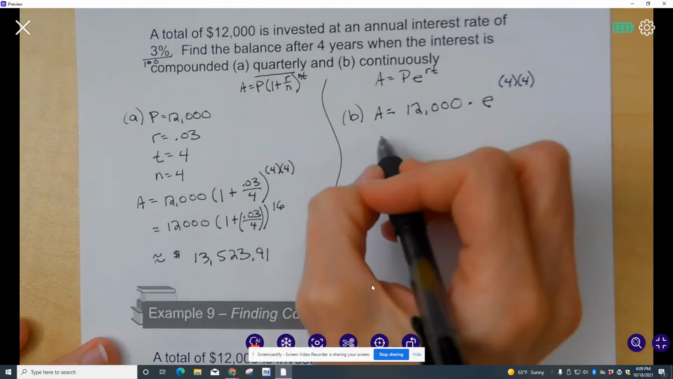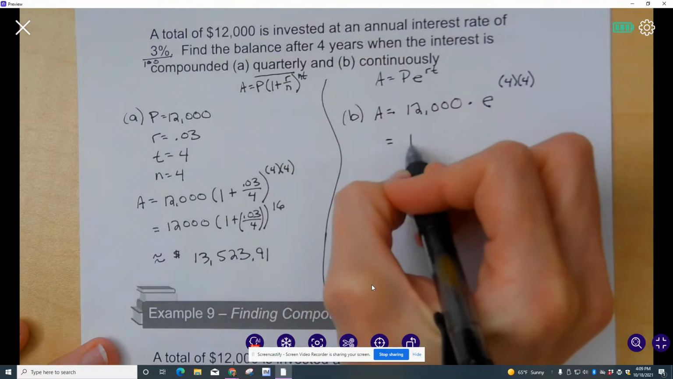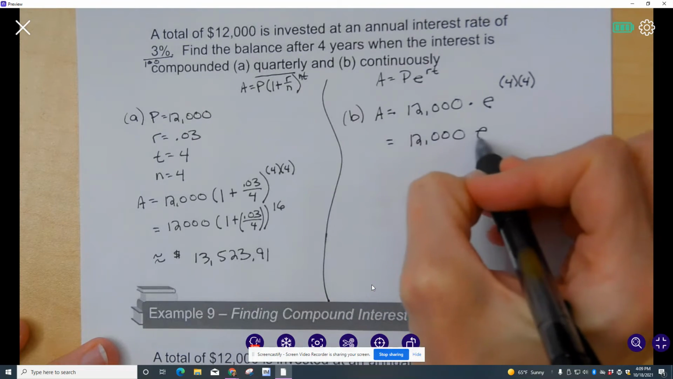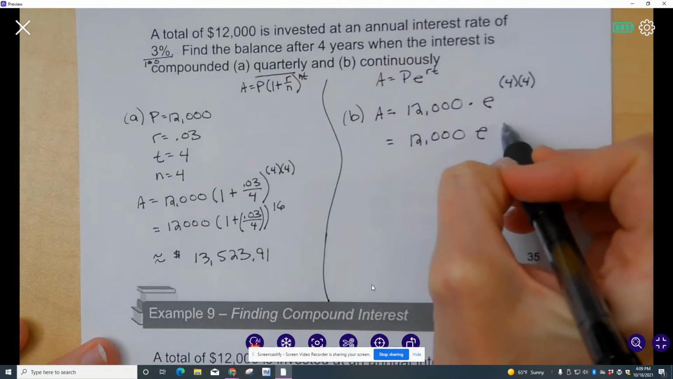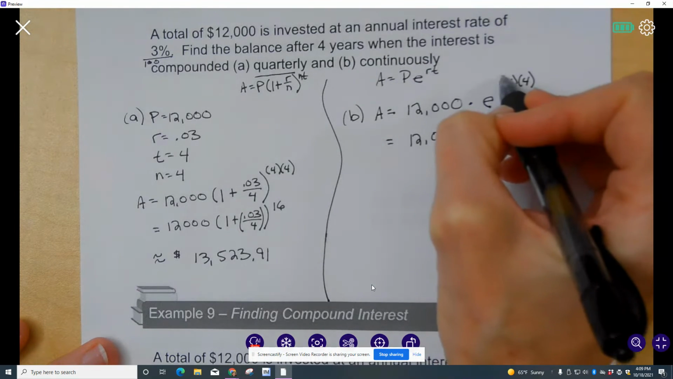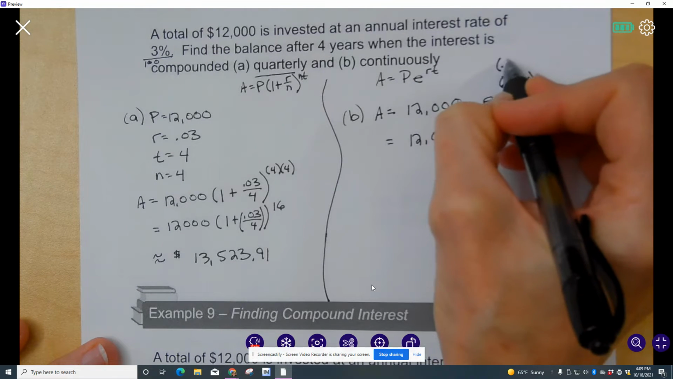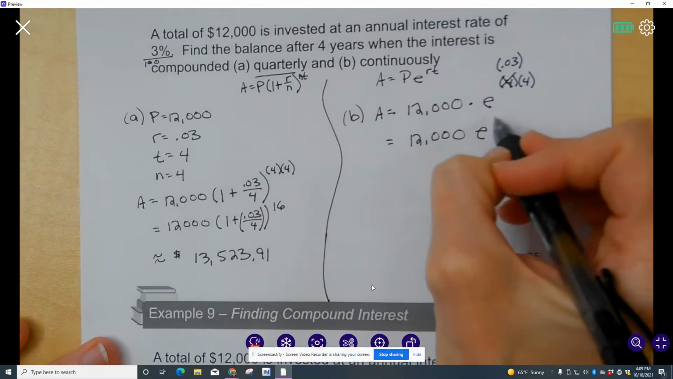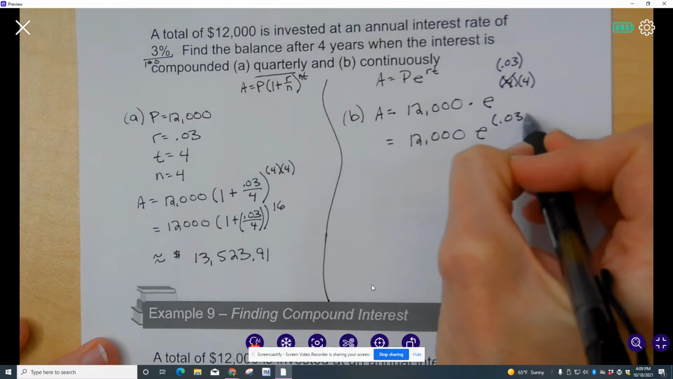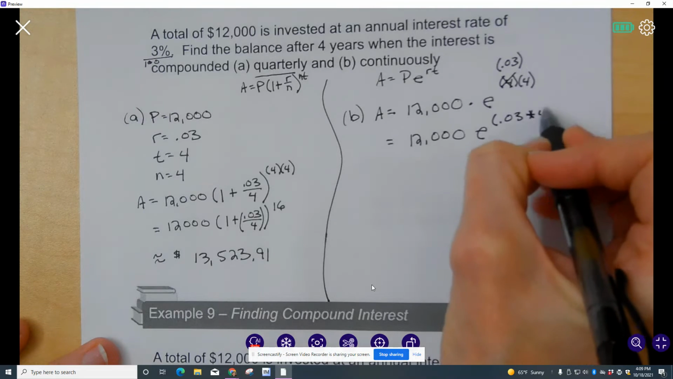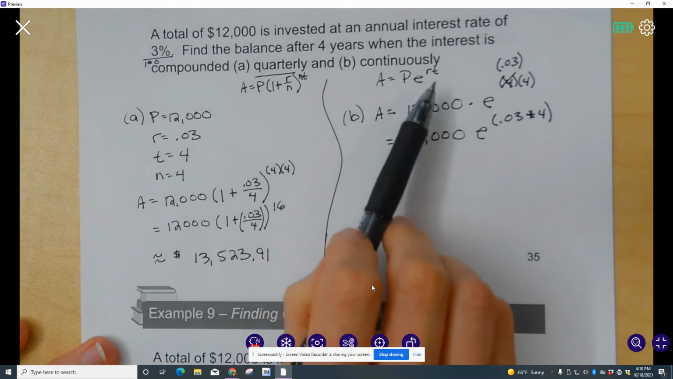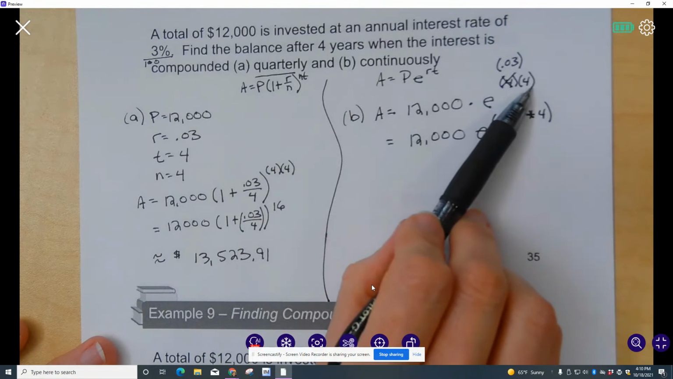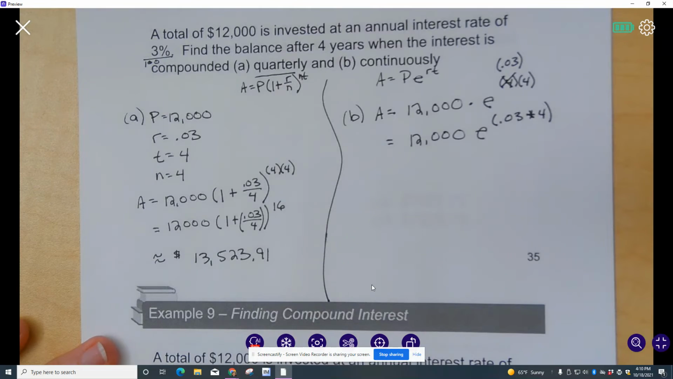So that's going to be $12,000 e to the, oh no, this is wrong. Sorry. This is r times t. Sorry about that. 0.03 times 4. When you put that in the calculator, I would put it in like that. So the formula is r times t. R is 0.03. T is 4 years. So this is what I'm going to put in.